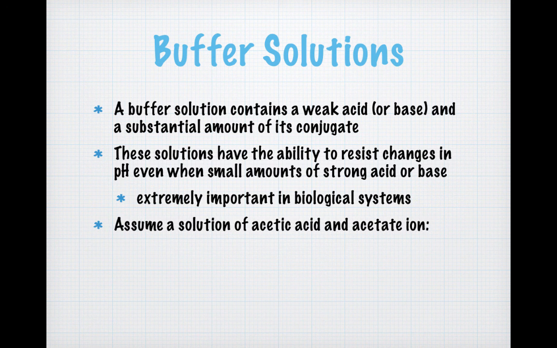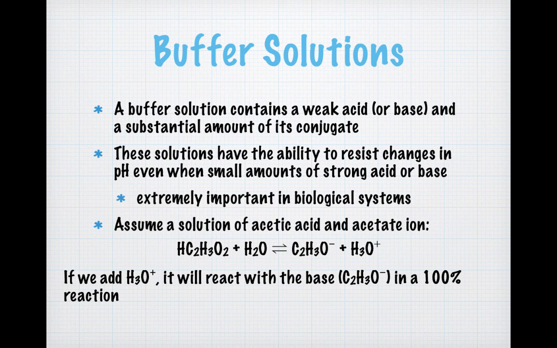Now, let's just go back to a solution of acetic acid and acetate ion. So this is the solution we just worked with. We have an equilibrium in there: acetic acid plus water going to acetate ion plus hydronium. Now let's imagine that we have a solution of all of that in equilibrium, and let's see what would happen if we were to add some extra hydronium ion to this reaction. It's going to want to react with the base.